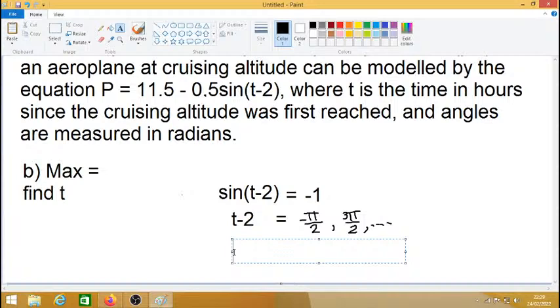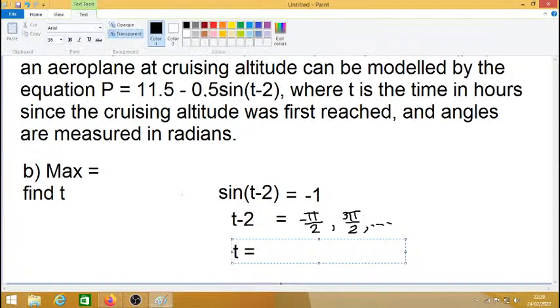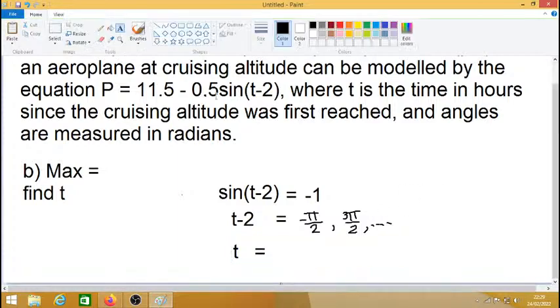Okay, now let's add 2 to everything. So we're adding 2 to every single answer here. So minus pi over 2 is going to become 0.43 rounded off. And the other answers we can ignore because in the question we're just looking for the first time that this maximum pressure is reached.